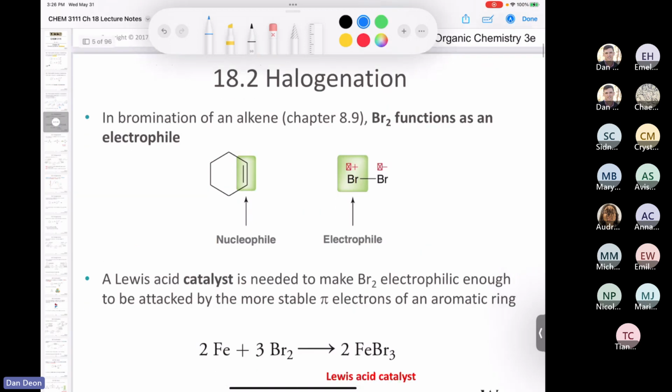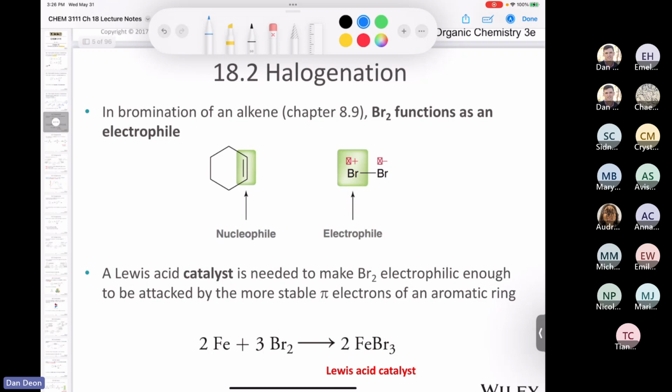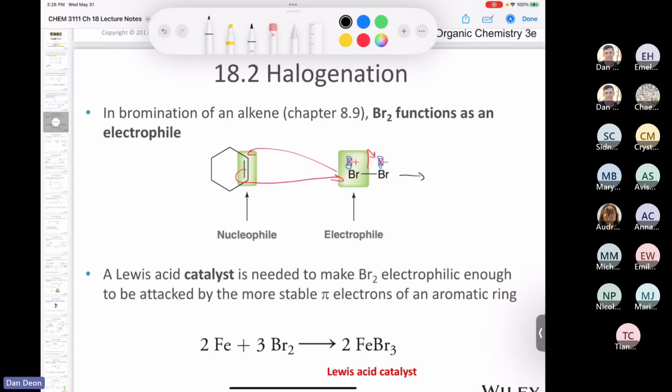So without further ado, let's get back to halogenation. It says, in the bromination of an alkene, the bromine functions as an electrophile. These little symbols here are supposed to be delta plus and delta minus. We looked at the mechanism of halogenation and how we form a bromonium ion. I'm not going to go into all the details on that, but you end up forming the bromonium ion like this. And then the bromide can come in and attack as a nucleophile from the opposite face, et cetera, et cetera.